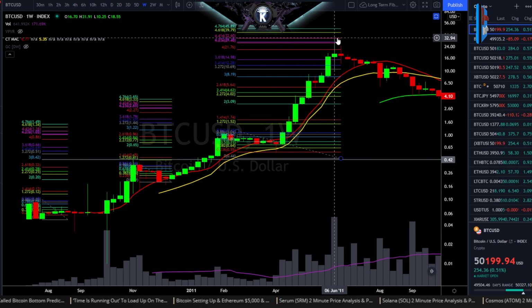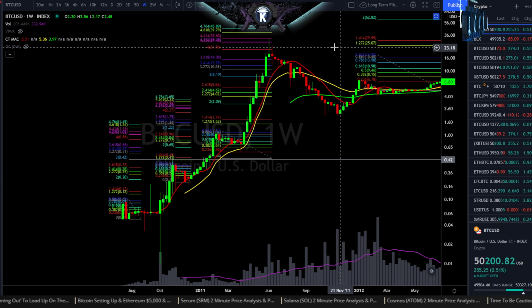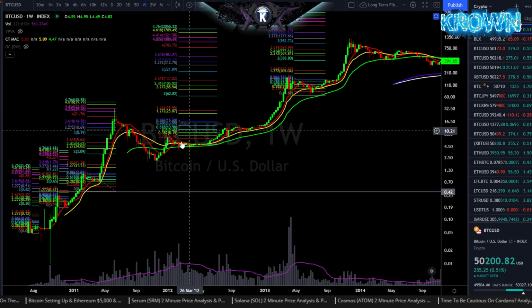Actually, about the 4-spot 414 right here on a wick basis. Interesting. Just keep that one in your mind's eye. That is a bit of an outlier. Then we do the same thing over here for this little reaccumulation phase.